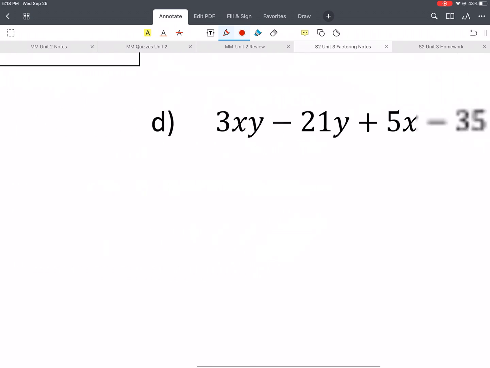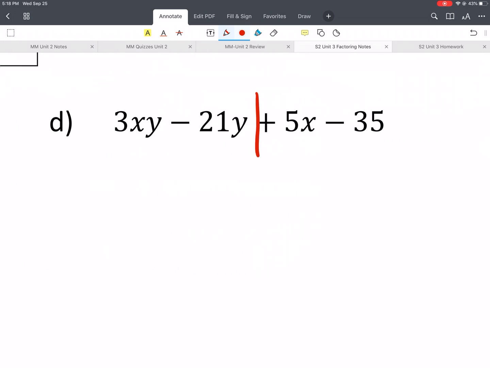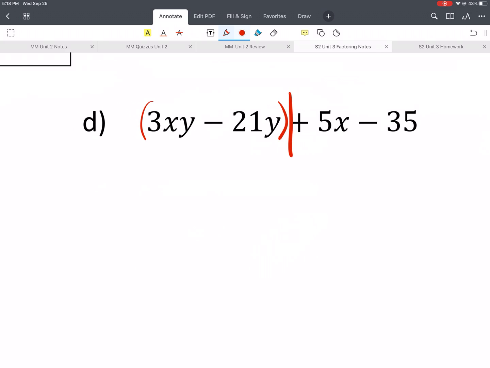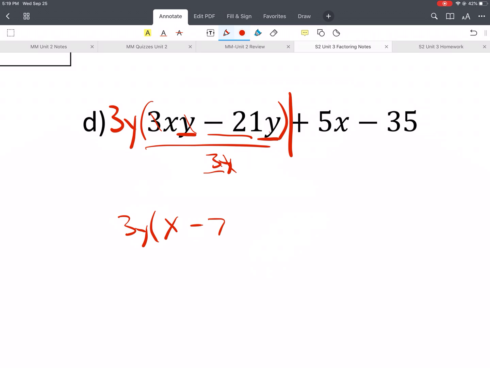All right, D. Let's go a little faster. Greatest common factor is going to be 3, and for the variables, we can only take out a y, so 3y. Divided by 3y, the 3 and the 3 would cancel out, the y and the y would cancel out, all we'd have would be an x, and then negative 21 divided by 3 gives us a negative 7, and the y would cancel out.